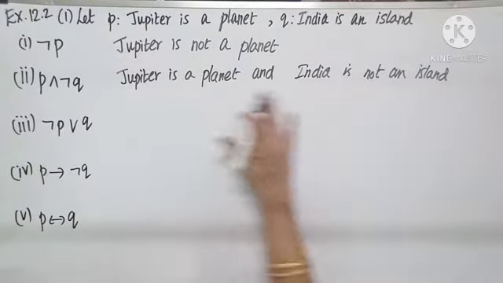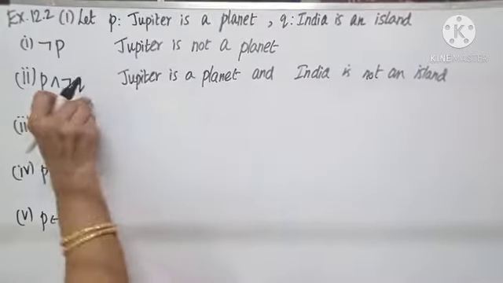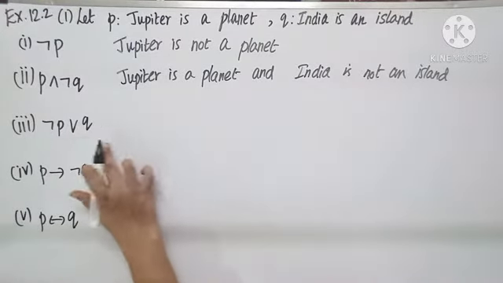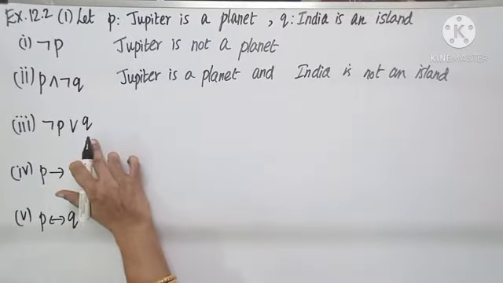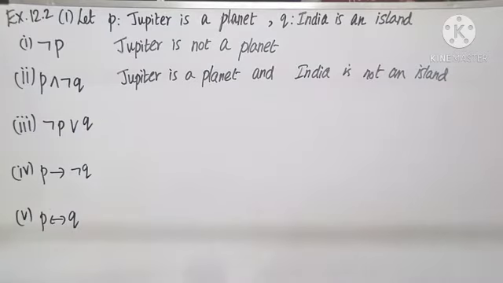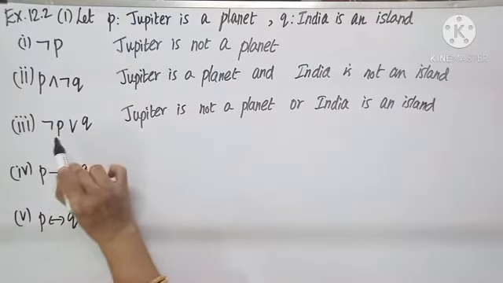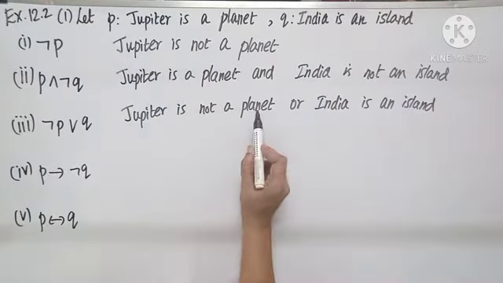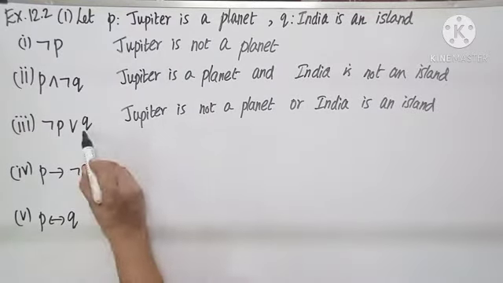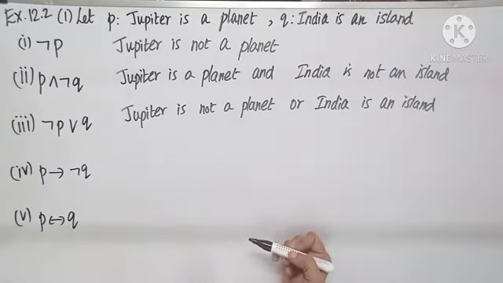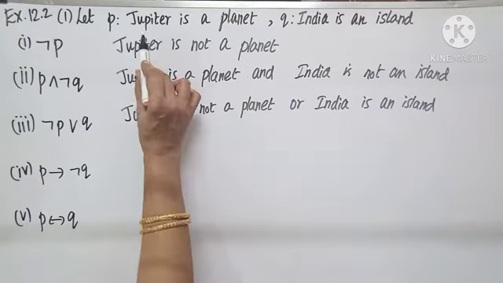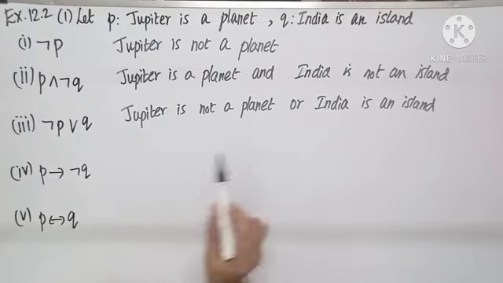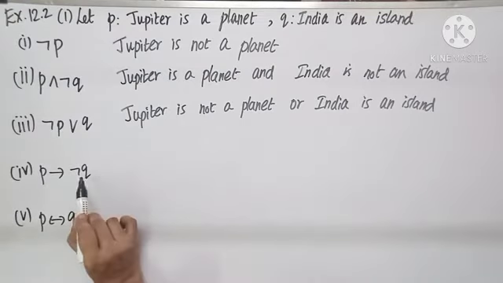So we are just framing words for the given symbols. Not P or Q. Jupiter is not a planet, or Q, India is an island. P implies not Q. What is P? Jupiter is a planet. Implies. Not Q: India is not an island.